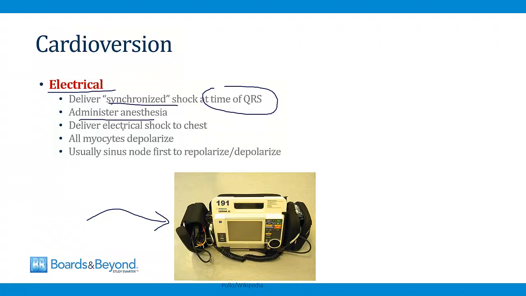You deliver an electrical shock to the chest, all the myocytes depolarize, and usually the SA node is the first structure in the heart to begin repolarizing and depolarizing, and thus sinus rhythm is restored. And this works about 80% of the time or so. You deliver an electrical shock and patients convert to sinus rhythm.